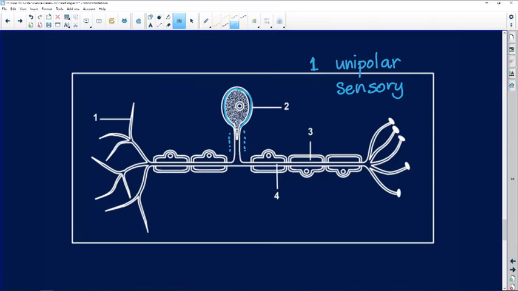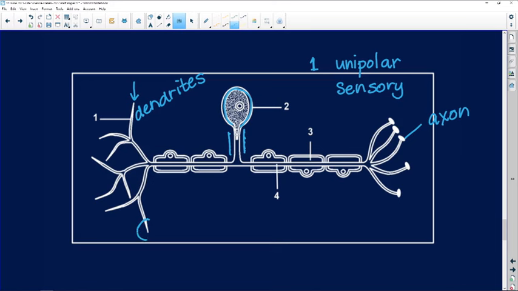So we've looked at the diagram and we've satisfied ourselves that we've got 1 process coming out of the cell body, which means we're looking at a unipolar neuron or a sensory neuron, and at one end we have dendrites that are going to collect an impulse, and at the other end we've got an axon that's going to pass that stimulus on to some other neuron.